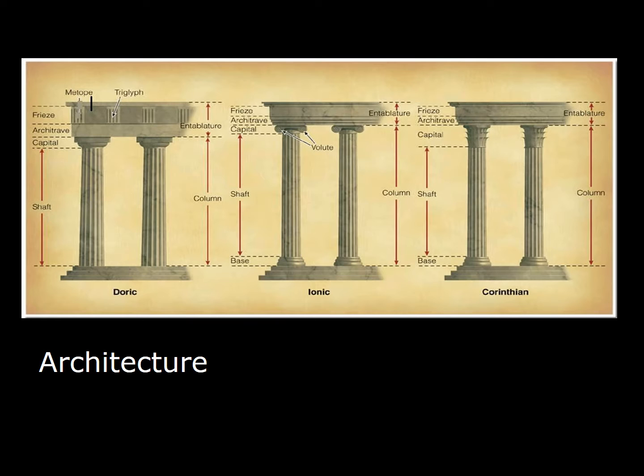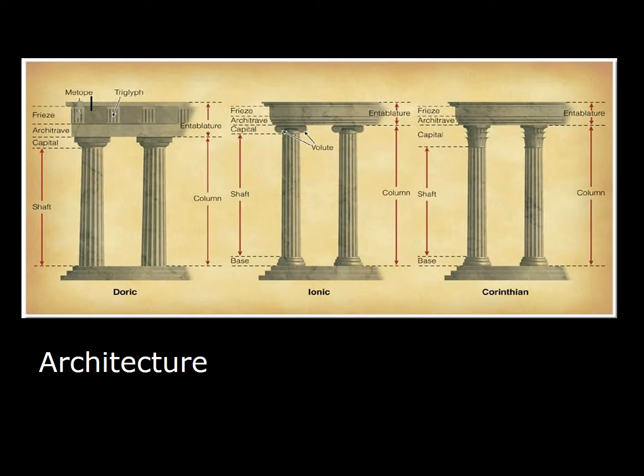Its 24-flute column is the tallest of all the orders, with a height 10 times the diameter of the column. In classical Greece, Corinthian columns were rare and were used for interiors. The style's popularity peaks during the Hellenistic period, and the Romans loved it and used it everywhere. And as I said before, it shows up again in medieval times.